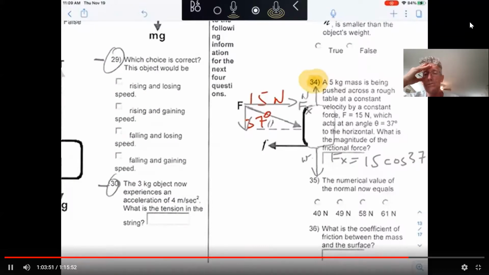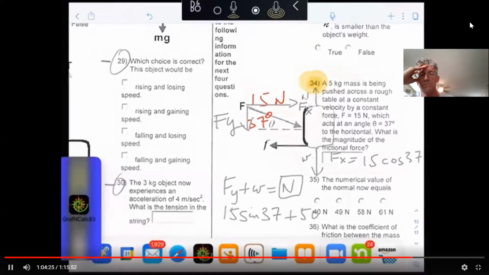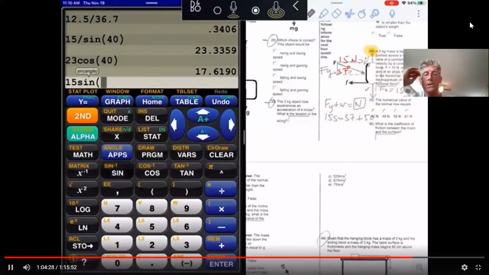And what is the numerical value of the normal force? Okay, normal force points up. Fy points down, weight points down. So Wy plus Fy equals normal force. So let's find Fy. That would be F sine of theta, 15 sine of 37, plus weight, which is mg, 50, equals the normal force. So because I have a need to find the numerical value, I'm going to do that.